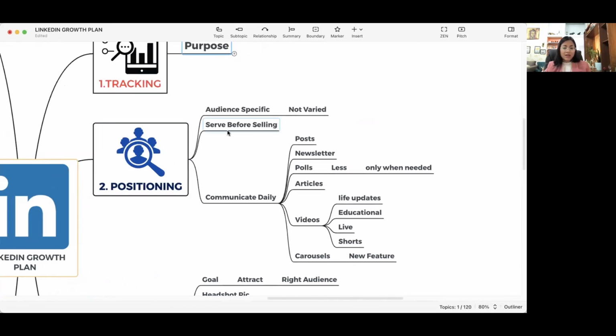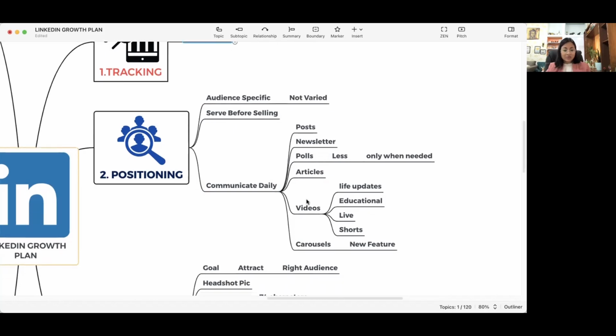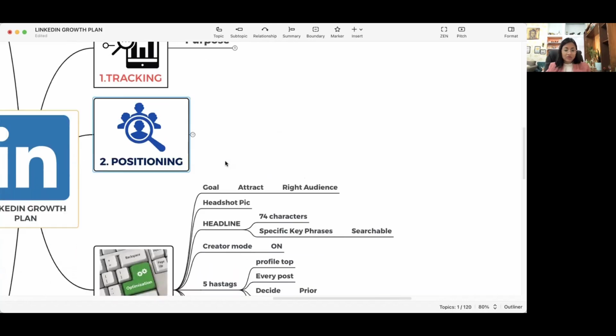For example, what kind of audience? It should not be that I'm serving just anyone and everyone, but what kind of audience would be interested in my content? That I need to find out and position myself. Then serve before selling, communicate daily. For example, maybe I could post a video or polls or articles every day, something communicating daily. So that is also one good way of positioning yourself on LinkedIn.